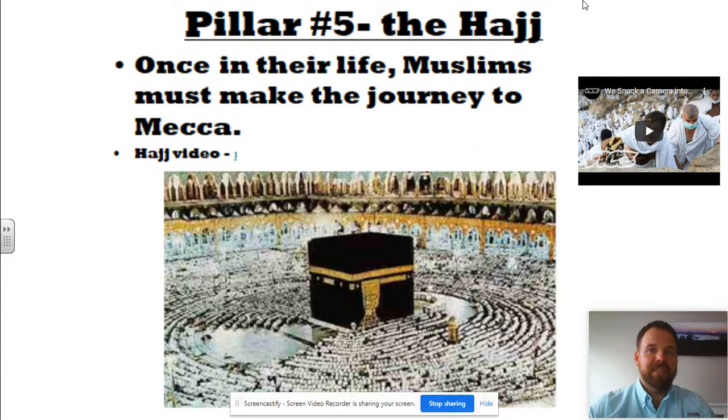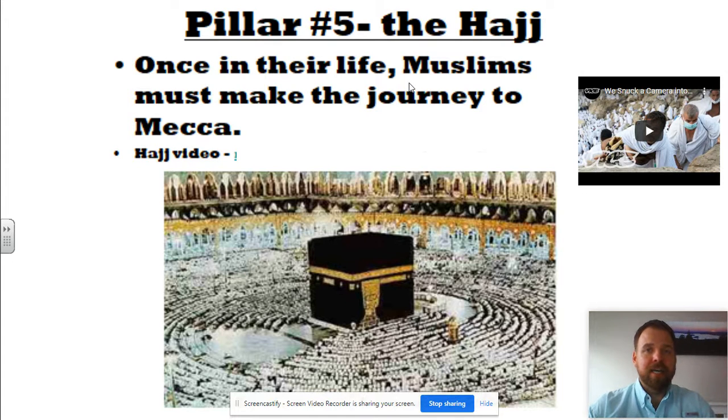So you have to visit several holy sites, you have to do several holy rituals, you have to pray certain prayers. So there's a lot involved with the Hajj. And as it says here, the expectation is that once in their life, Muslims must make the journey to Mecca.